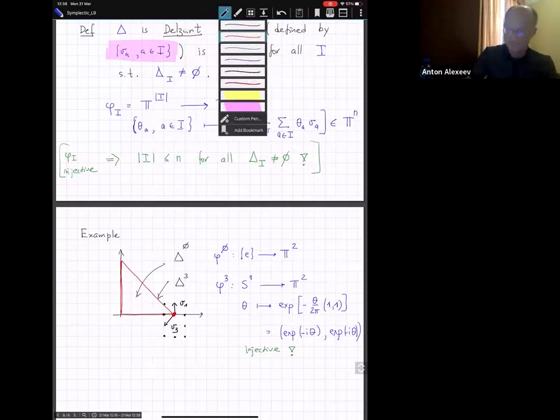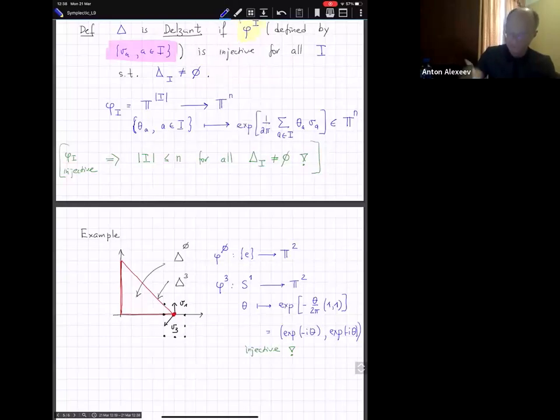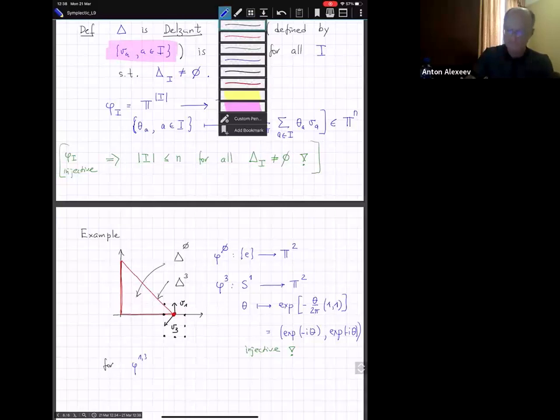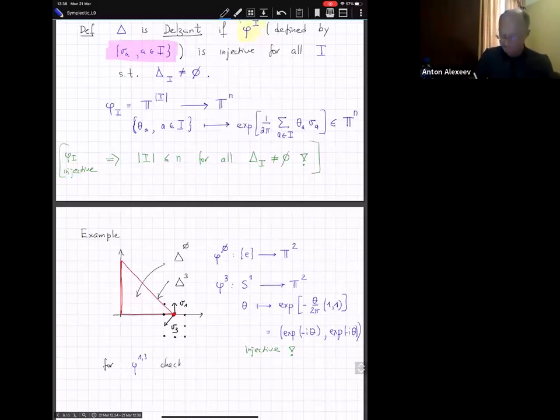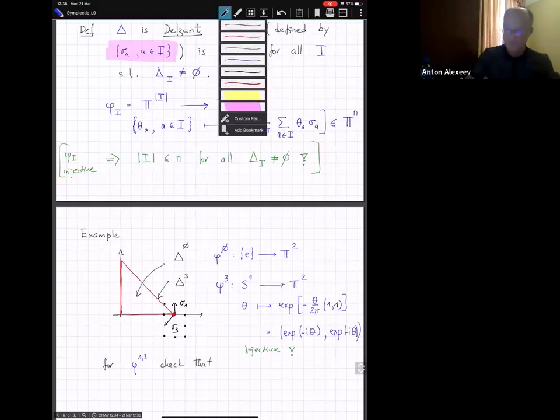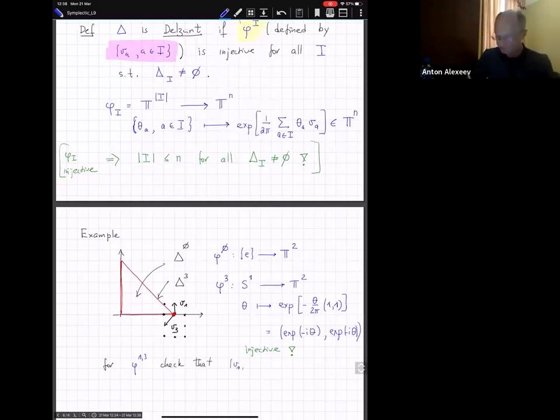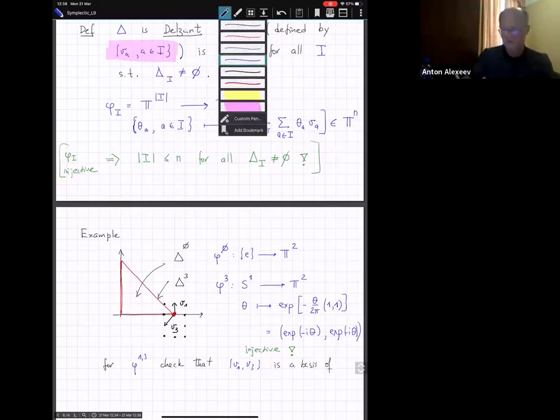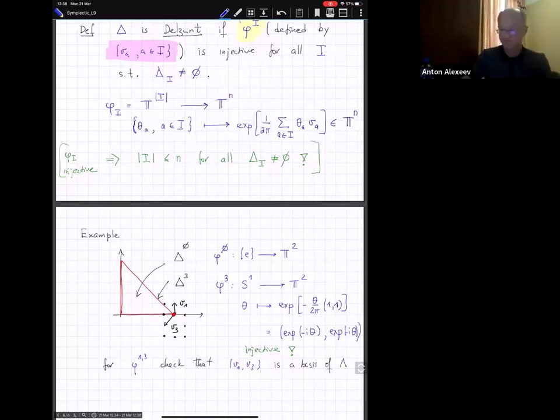So for delta, for phi 1 3, check that V1, V3 is a basis of lambda. And that we should do for every corner. And this shows that this example is Delzant. So that's how we're checking it.